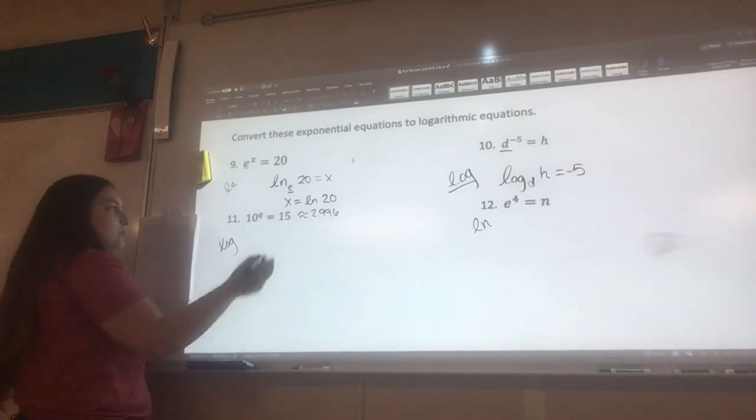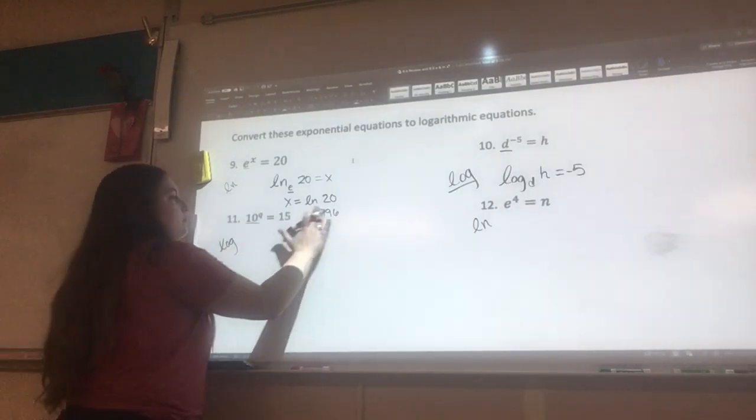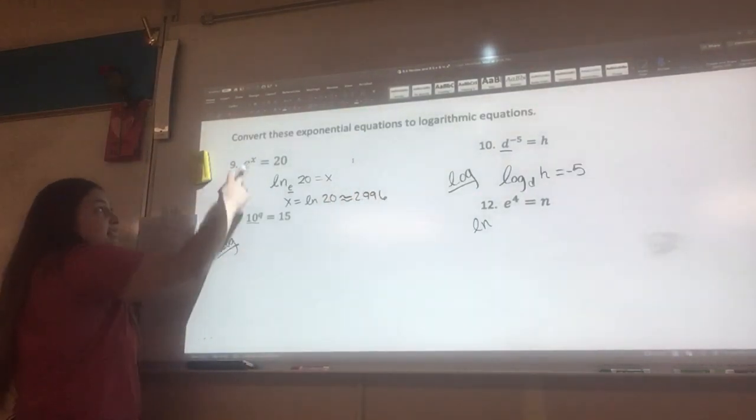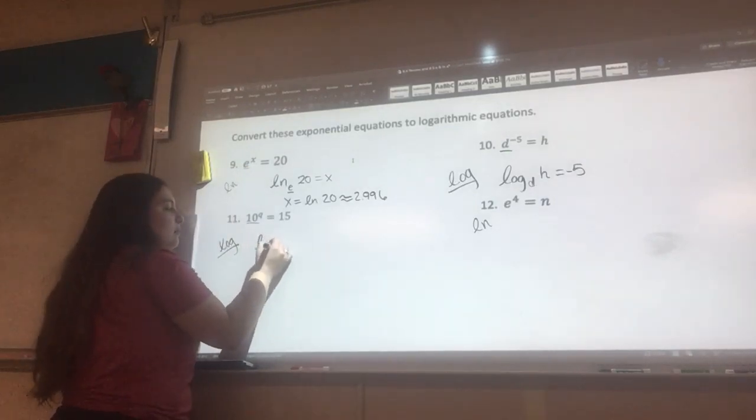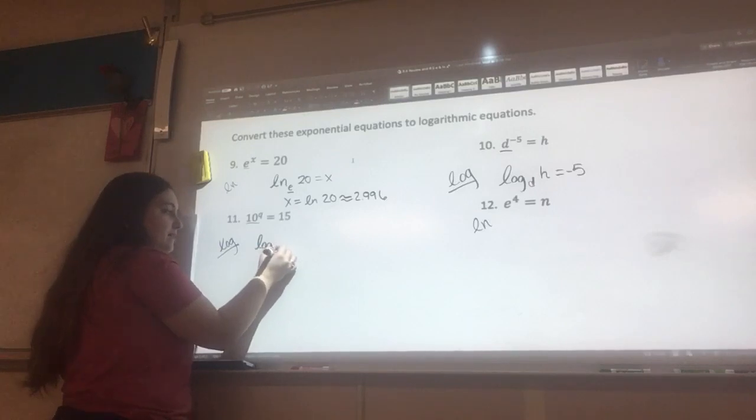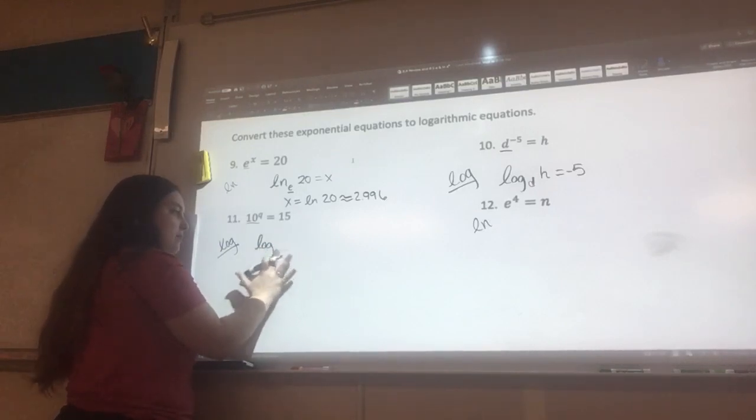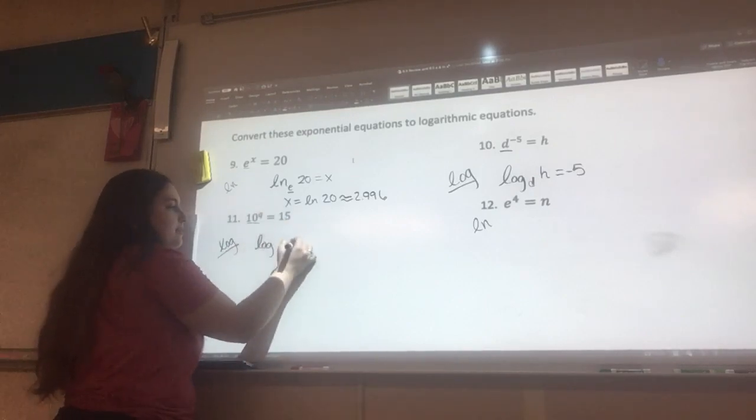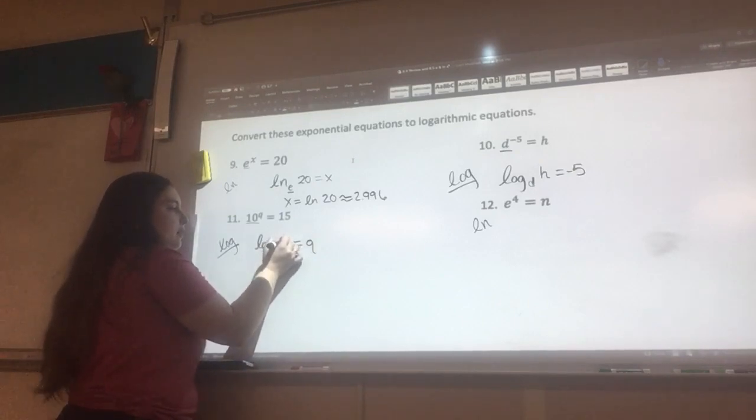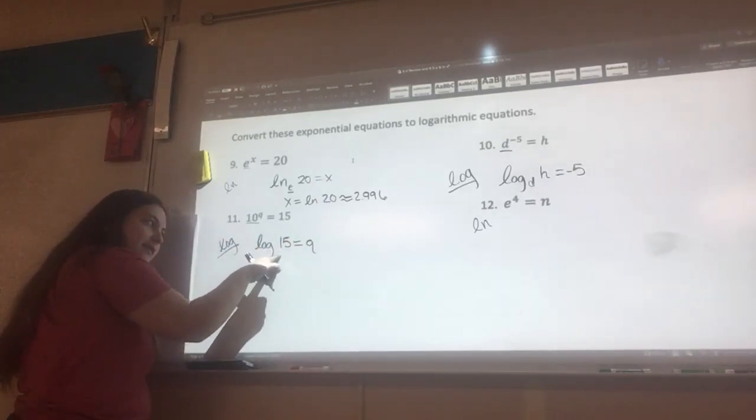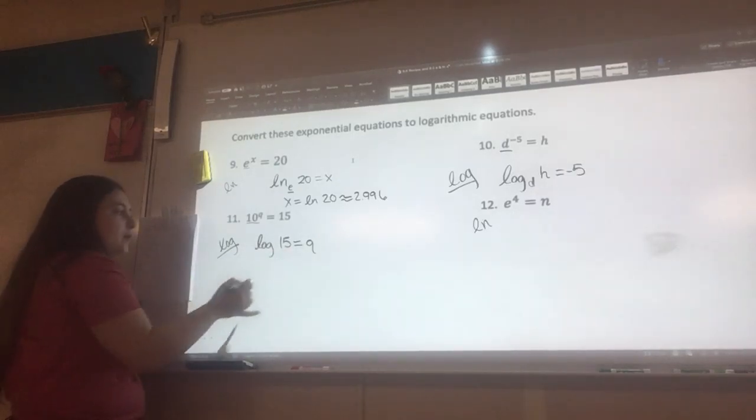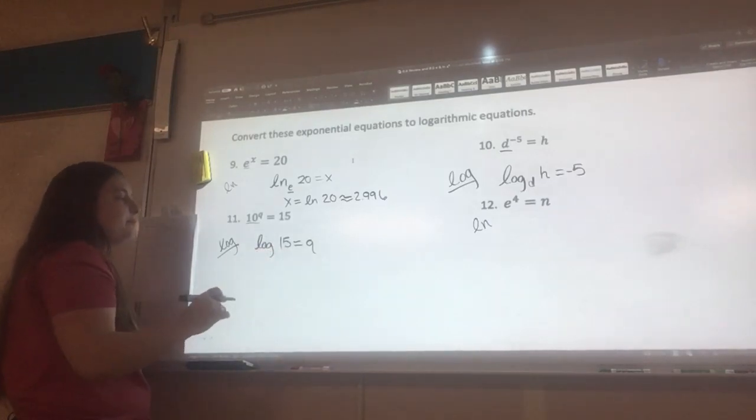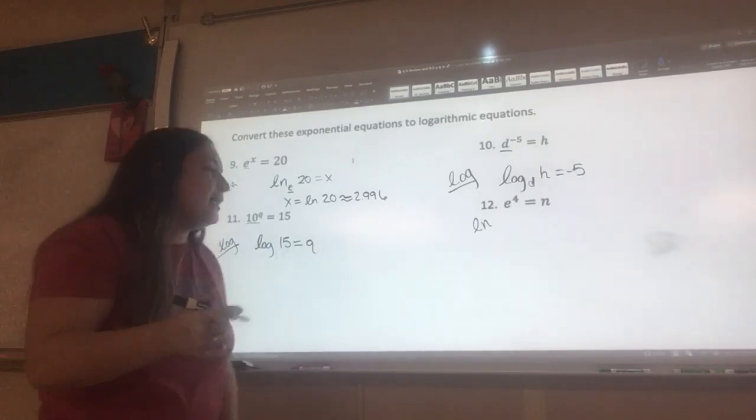So 11, we have a base of 10. So what that means is we have to have a log, because it's not e. So we take log base 10. If you have a base of 10, it can be invisible. It doesn't have to be written there. So we say log of base 10. Remember, our exponent is what it equals, and we can say log 15. So log, invisible base 10, 15 equals q. Because this one has a 10, you can technically solve for this, but we'll go more into that in detail later. All right, our last problem for review today.